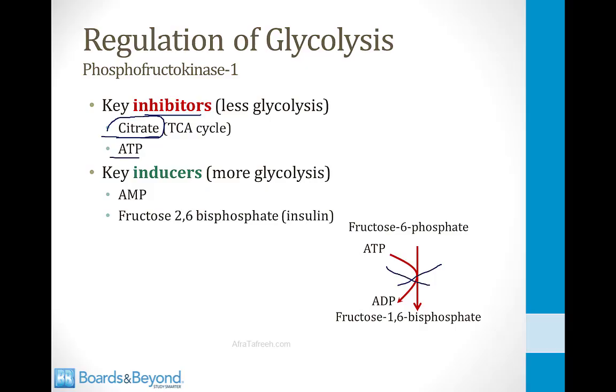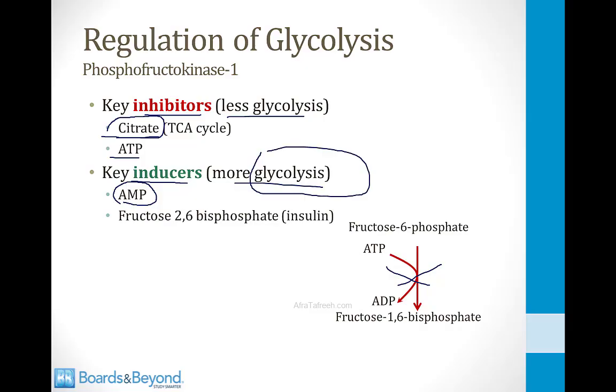When ATP is high, obviously the cell has lots of energy, and therefore it wants to inhibit this step and perform less glycolysis. On the other hand, key inducers of this step are things that represent the need for more energy in the cell, the need for more glycolysis. So when AMP levels are high, recall that AMP is a breakdown product of ATP. So when AMP levels are high, lots of ATP is being broken down, and therefore the cell needs more energy, so it wants to activate this step to perform more glycolysis.